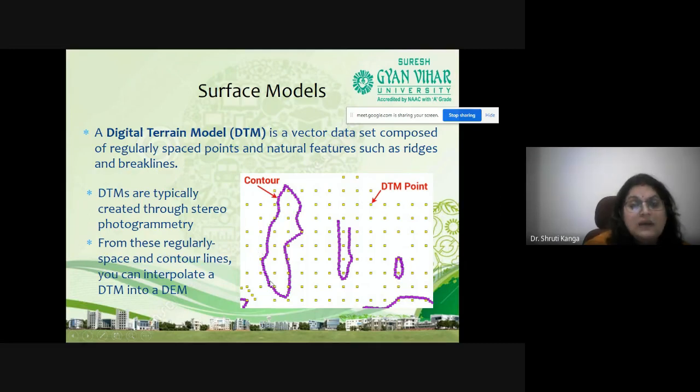So here you can see that this is a vector-based data set which is composed of differently spaced points and natural features such as ridges and break lines. Now DTMs are typically created through stereophotogrammetry, and from these regularly spaced contour lines, you can interpolate the DTM into a DEM. We can also create DEMs, digital elevation models, where we get information about the topography based on these contour lines. We can interpolate the data sets and convert these DTMs into DEMs.